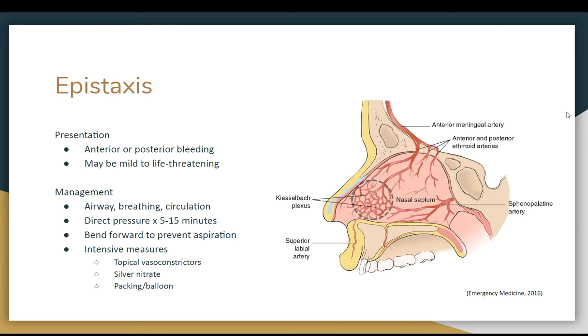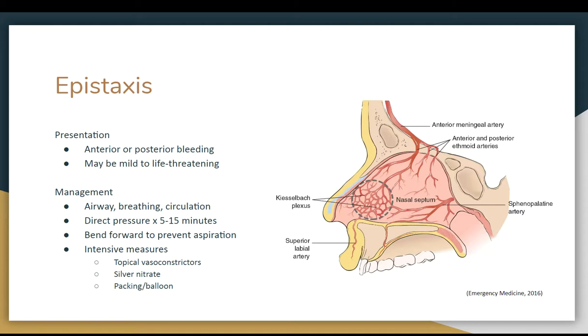So posterior bleeding especially is very challenging to control. It's hard to visualize the source and it may not respond as well to typical measures. So you may need to involve otolaryngology, and these patients can bleed quite a bit quite quickly. If a patient needs posterior packing or a nasal balloon to stop the bleeding, so those both provide pressure on the back of the nose, they should also be given some antibiotics because you're introducing a potential infection.